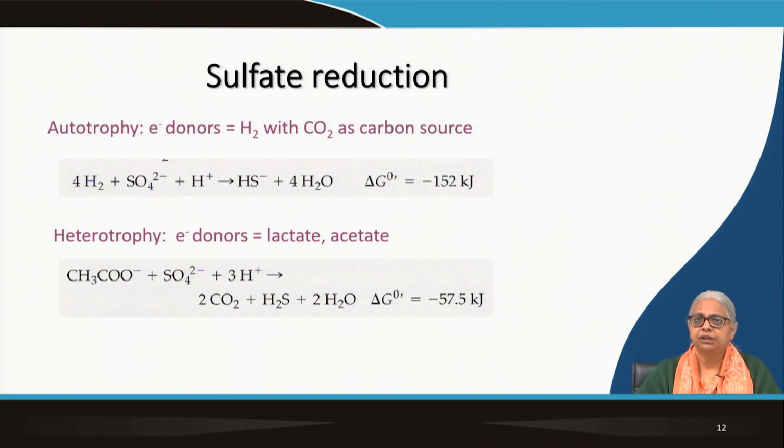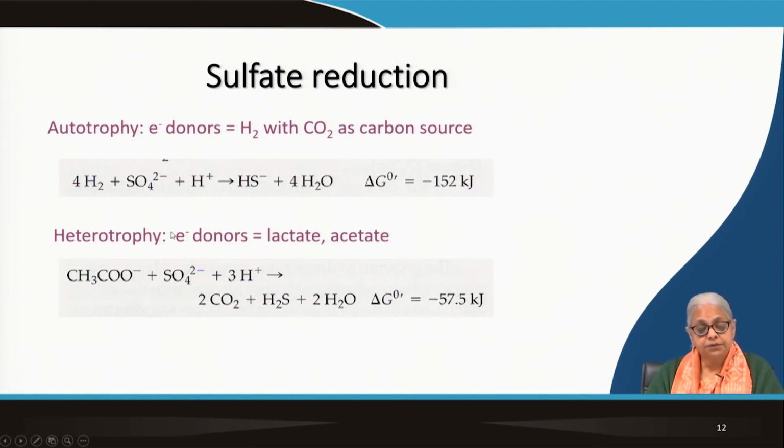Let's come to sulfate reduction. Like I said, sulfate reduction by itself does not yield any energy. It has to be combined with the right electron donor. Now, if it's an autotrophic organism, the right electron donor can be hydrogen and CO2 can be the carbon source. In this case, hydrogen plus sulfate plus protons will give you sulfide plus water, and the net delta G0 for this reaction is minus 152 kilojoules per electron equivalent, and that is sufficient for the organism to survive.